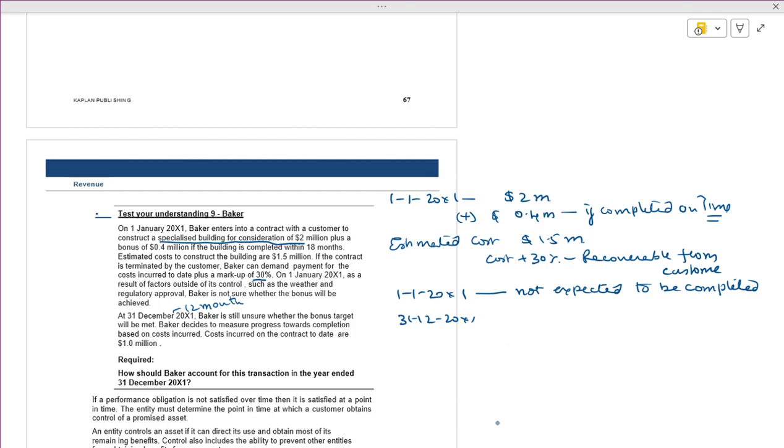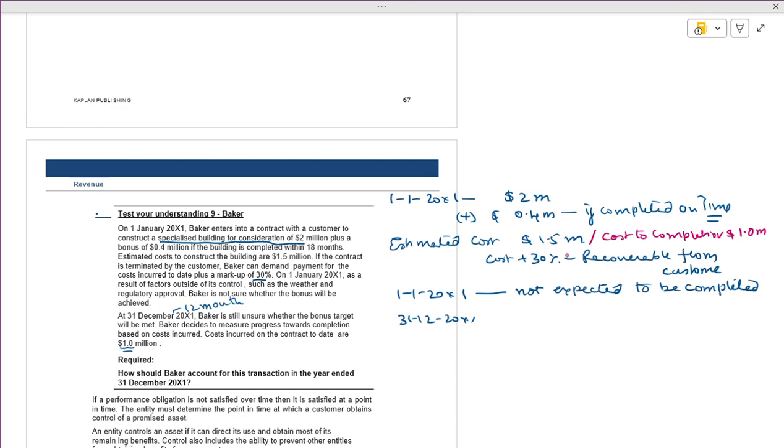Cost incurred on the contract to date is how much? Cost is 1.5. Total cost is how much? Estimated cost is 1.5 million. Cost to completion is how much? Cost to completion is 1 million. It's very specific. How much is there?